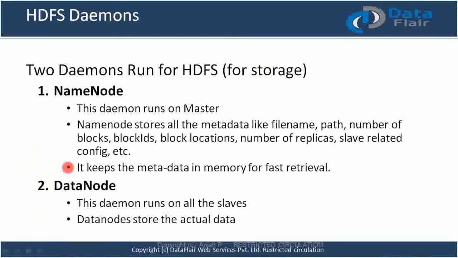It's not like if your NameNode is going down, you'll lose all your metadata. The persistent copy is available on your disk, but for fast retrieval, it is keeping the data in the memory. That's why I would say your NameNode should have higher memory.